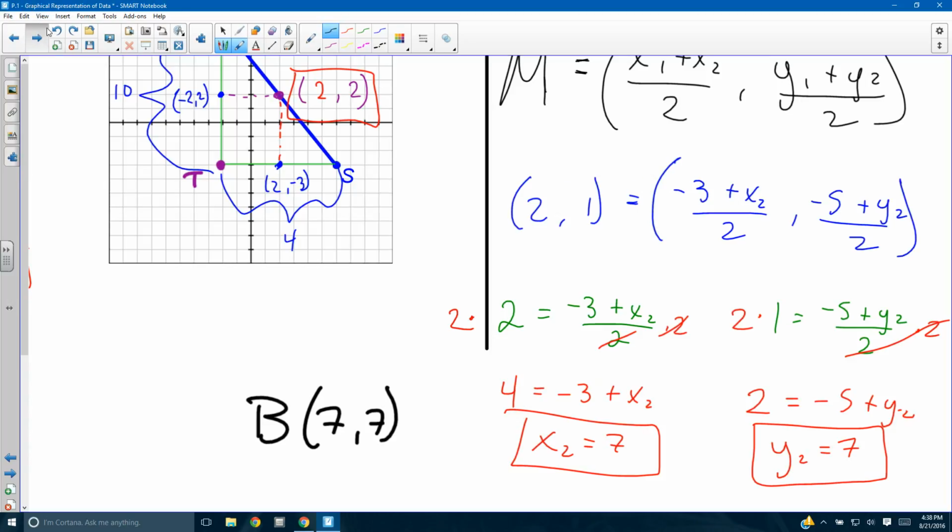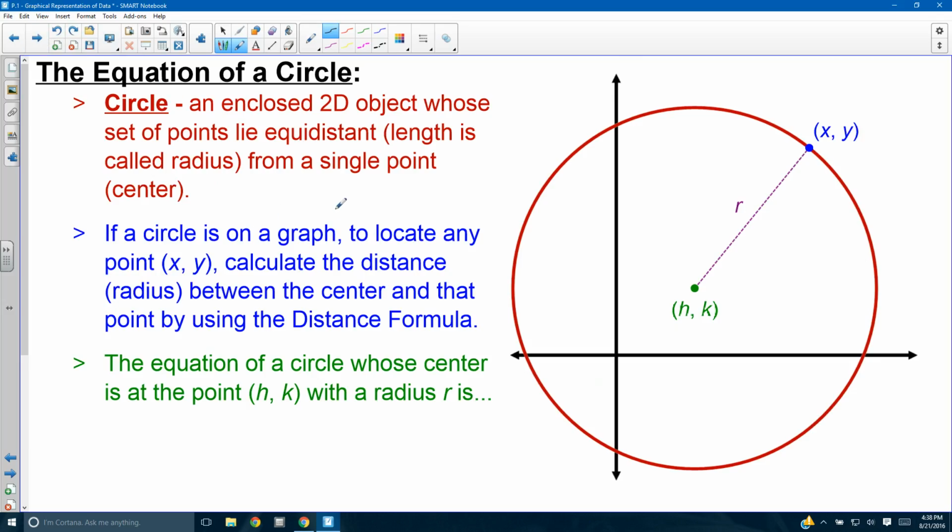That helped me. Okay, the last big thing that we're going to talk about is the equation of a circle. It's still going to use the same concepts that we talked about, but this equation will look a little different just because different letters are being used here. Definition of a circle: it's an enclosed 2D object whose set of points lie equidistant from a single point.